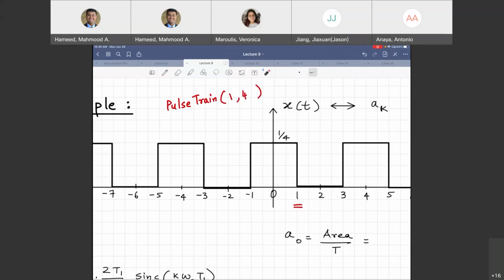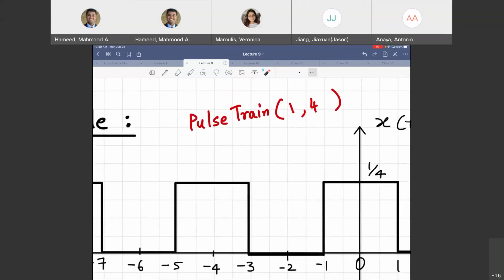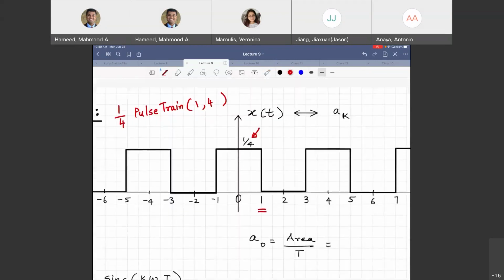So 0 here, 4 here. So time period is 4. T1 is 1 there. So it's a pulse train with T1 in our standard form. Our standard form is defined as 1 between negative T1 and T1, so it's negative 1 and 1. T1 is 1. I also need to scale the amplitude, don't I? I think I need to add a 1/4 here, because of this. So I've got 1/4 pulse train 1 comma 4.